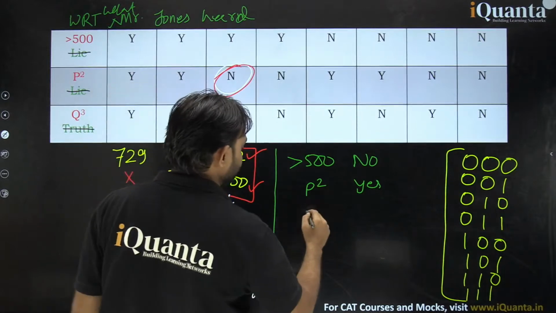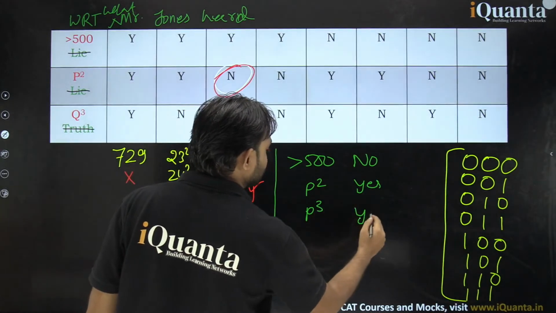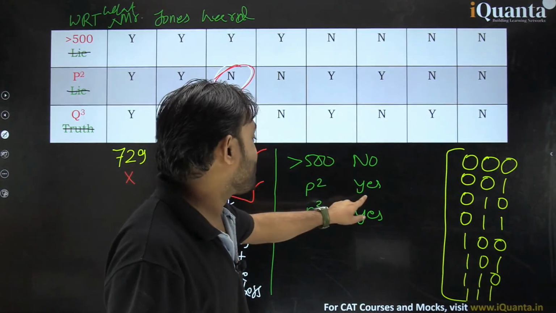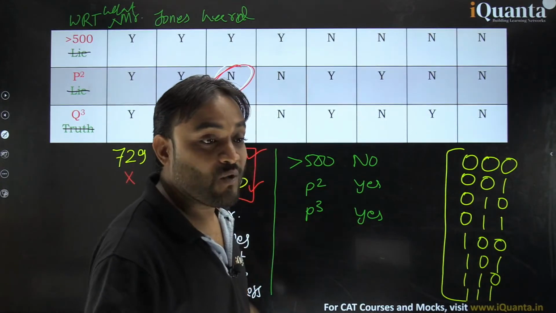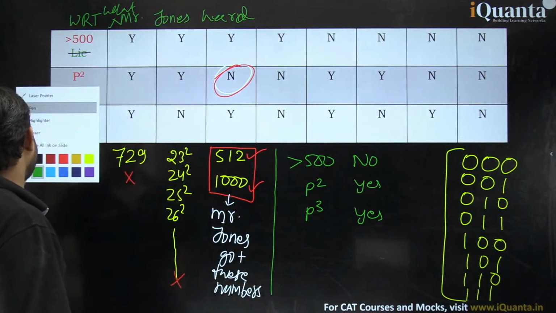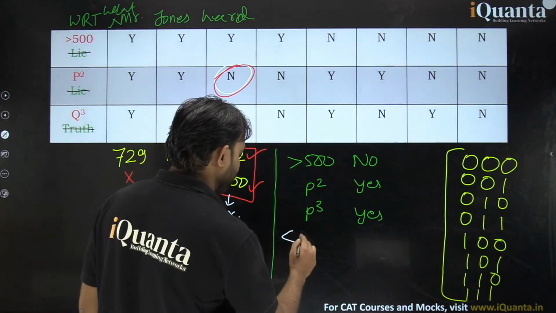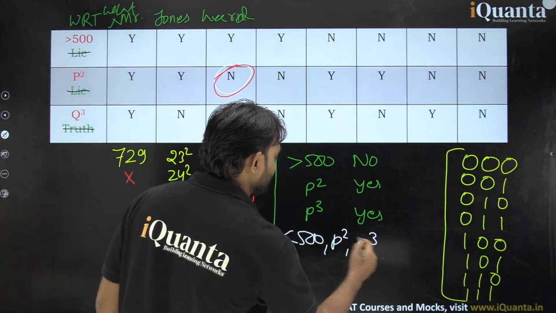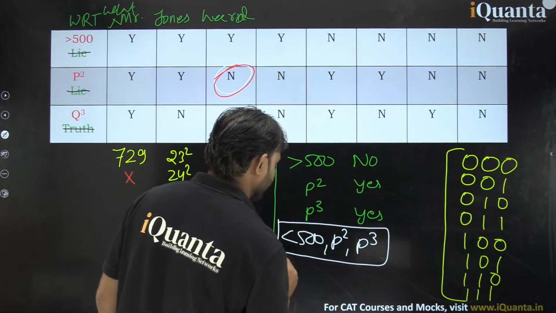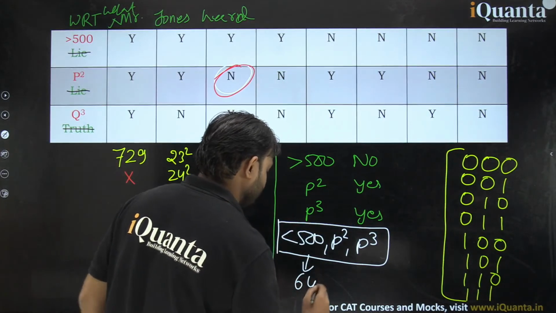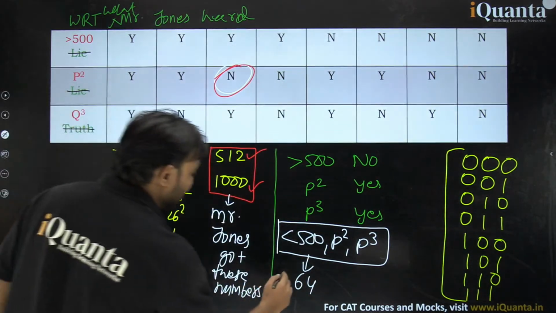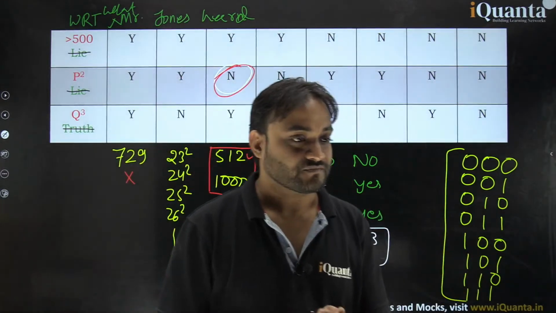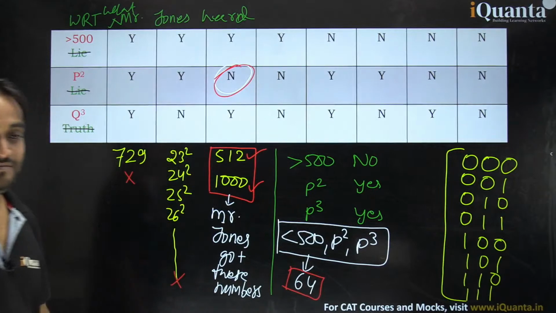Perfect cube? Yes. So the number is less than 500. It's a perfect square. It's a perfect cube. What's that number? Less than 500, a perfect square, a perfect cube. What's that number? Only 64. Only 64 is that number. That's it. See the question.